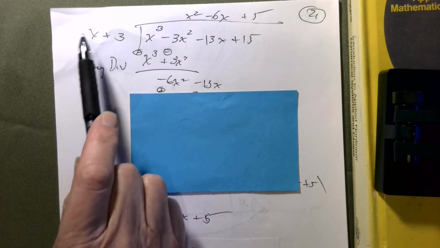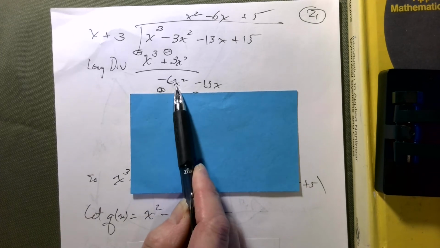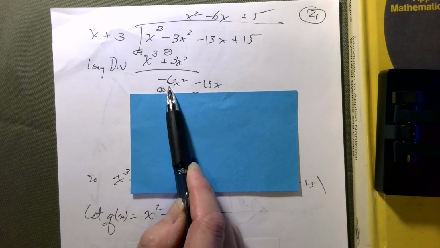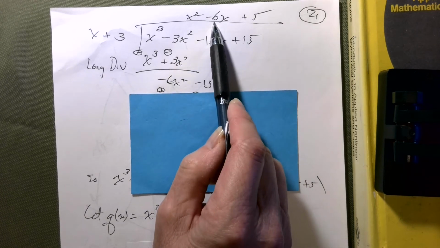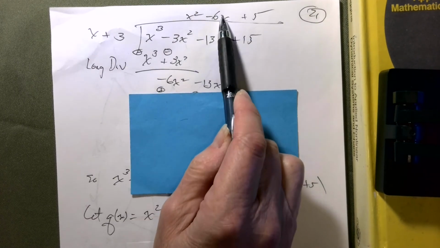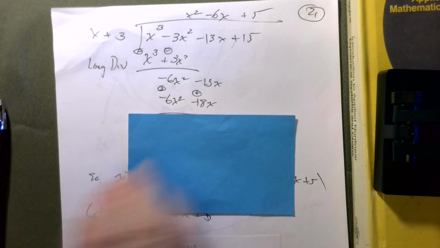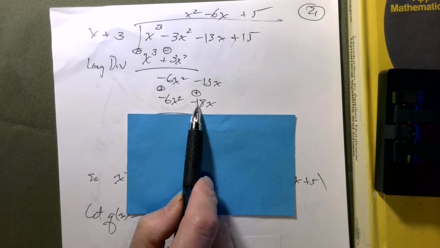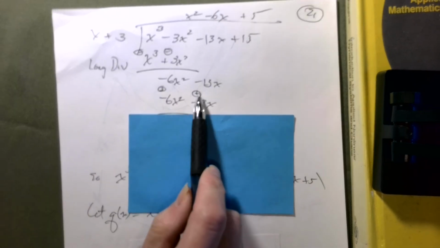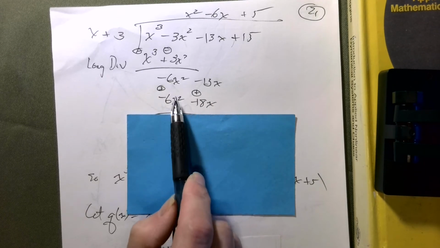Okay, so what do I have to multiply x by to get a -6x squared? Well, I'm going to need an x and a -6. So I'm going to put that in the x column, and I'm going to multiply everybody, and I'm going to subtract. So what was originally negative becomes positive. What was negative becomes positive. If I've done this correctly, the 6x squared should cancel.